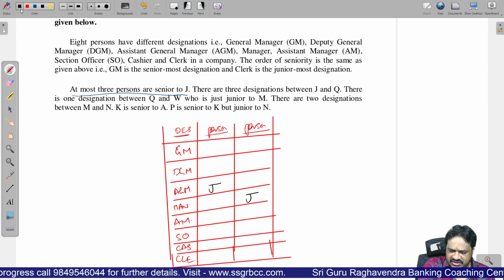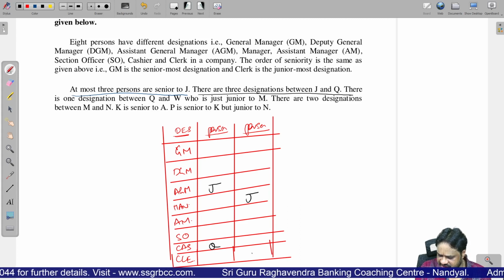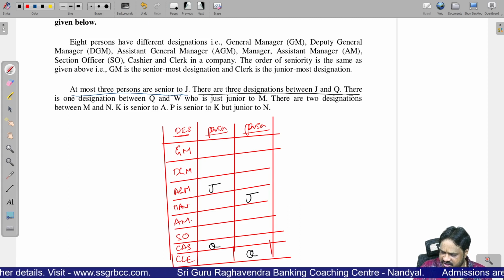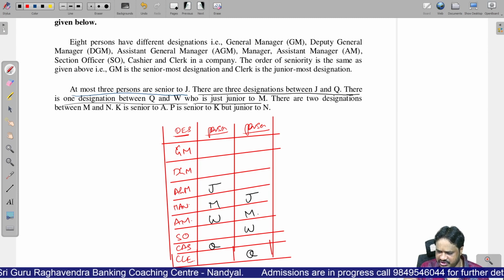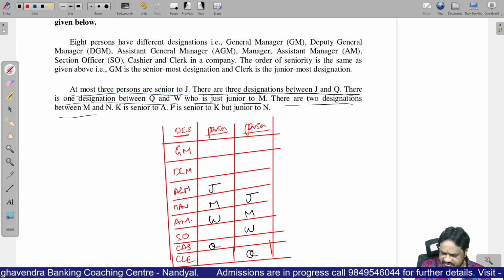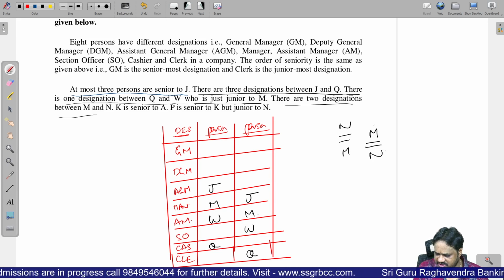Now, there are 3 designations between J and Q. There is one designation between Q and W. W is just junior to M. There are 2 designations between M and N. Between M and N, there are 2 designations. It can be like this also. Here, between M and N, 2 designations.